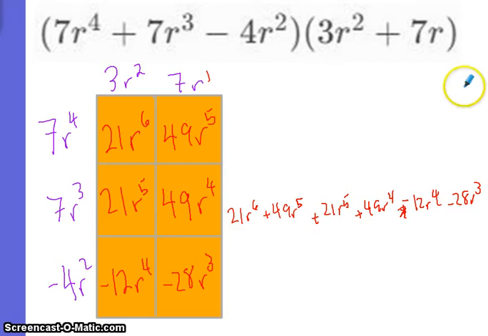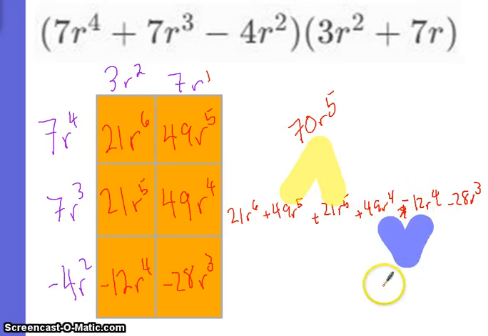And then if I wrote it out this way, you could then go back and say, okay, these two terms I can add together, 49 and 21, to make 70r to the 5th. And then these two terms I can also add together. 49r to the 4th minus 12r to the 4th makes 37r to the 4th.